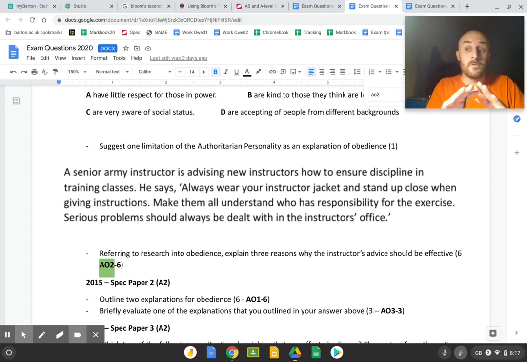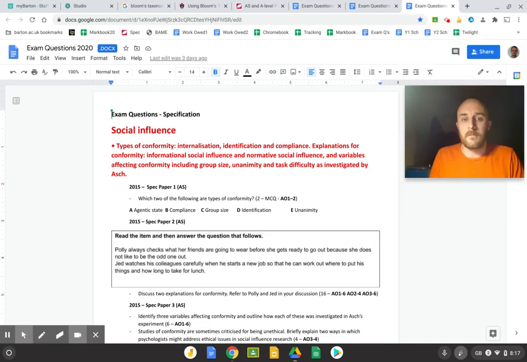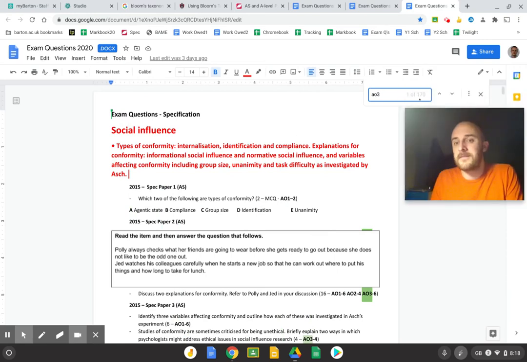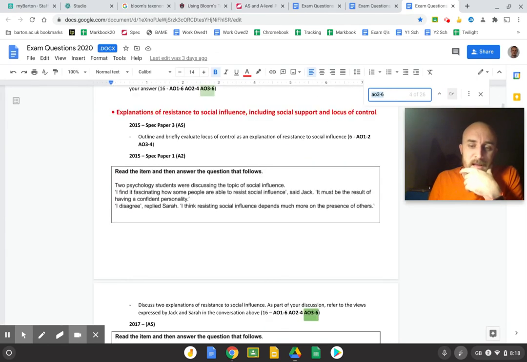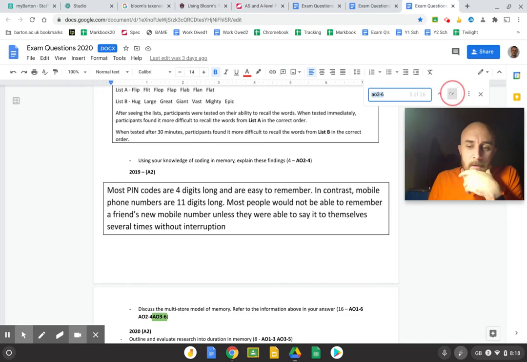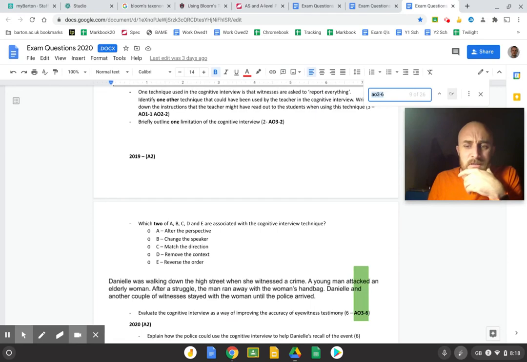Purely AO2 questions are relatively rare outside of research methods. What is less rare outside research methods is AO3. Now, if I were to type in AO3, how many times does it come up? We've got 170 questions here that have had AO3 in the past. Let's look for AO3 type questions that are just AO3. We'll skip through these ones because these are AO1 and AO3, or AO1, AO2, AO3, AO1 essays. There's loads of essays in social influence that come up like this.